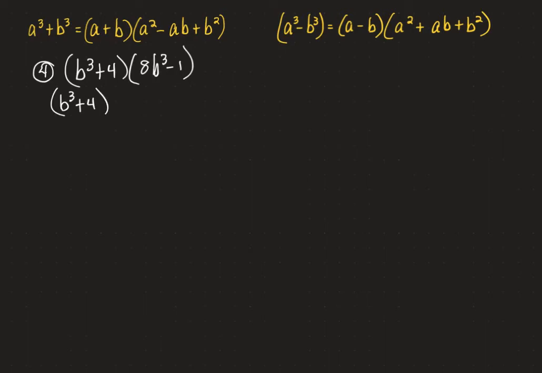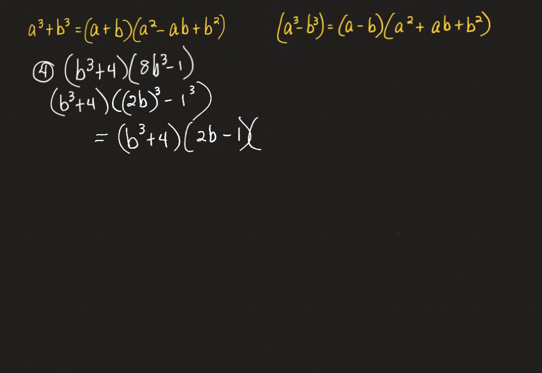However, the next term is the difference between two cubes because it is 2b cubed minus 1 cubed. Let's factor it. Let's leave our b cubed plus 4 as is. Take the cubed root of the first term, keep the sign the same. Take the cubed root of the second term, and then square the first term of my new factor there. And I am going to take the opposite sign. I'm going to multiply the two terms of my factor, and then I'm going to square the last term, keeping it positive as always, always positive.